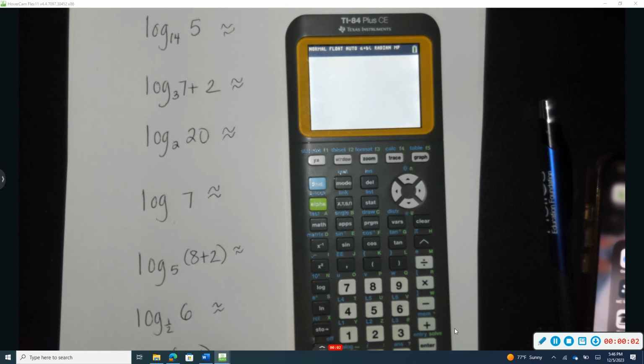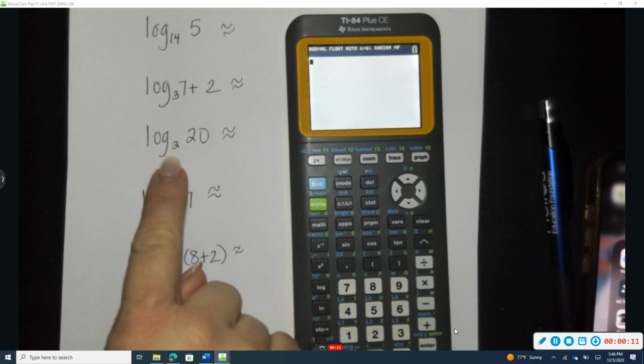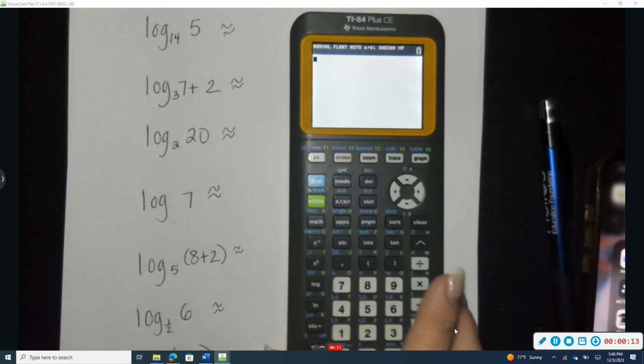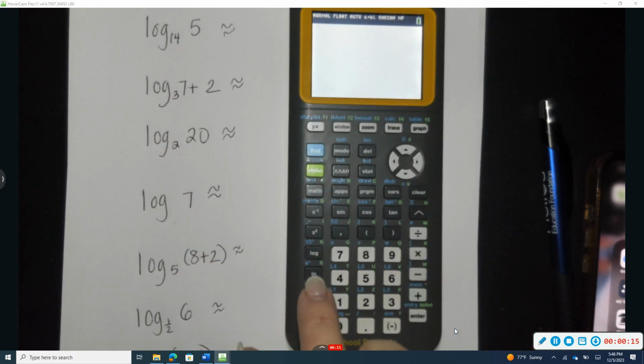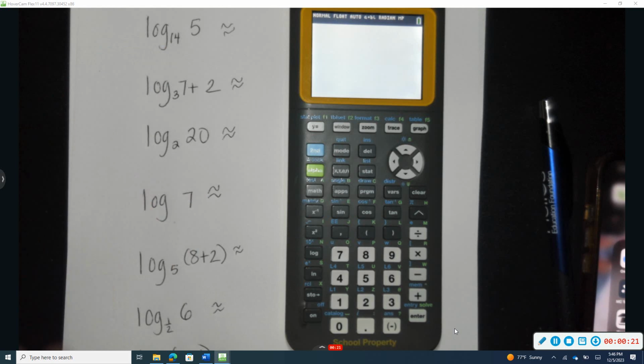In this short tutorial, I'm going to demonstrate how we can evaluate each one of these log expressions using this particular graphing device. What I want to show you is that each one of these has a base that's different than 10. If we rely only on this button, this is a log with a base of 10. That is the default. So we want to identify it as having a base of 14.